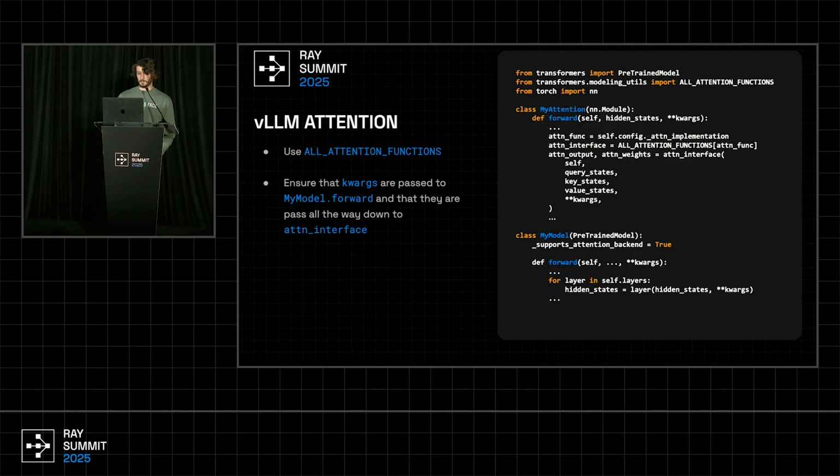So once you have that base Transformers implementation, you'll want to make sure that you're using the all attention functions global variable. In Transformers, this is normally used for adding flash attention, flex attention, SDPA. But with vLLM, what we do is we add in vLLM's attention implementation into this global variable so that you can get support for KV caching and all the parallelism features that we love about vLLM. And once we've done that, we also need to make sure that from the forward method of the base model, the keyword arguments are passed all the way down and into the attention interface once it has been selected.